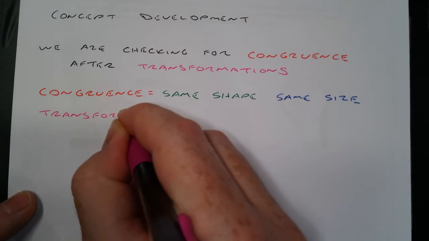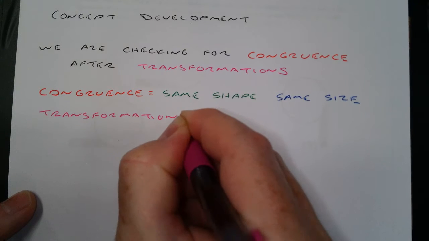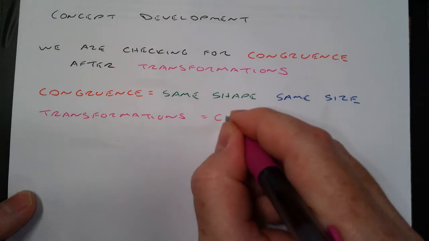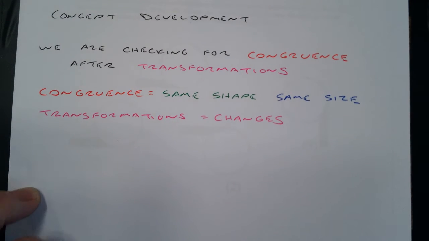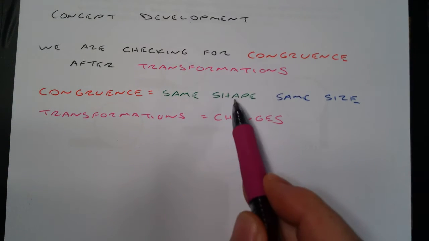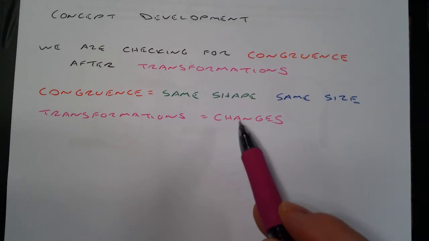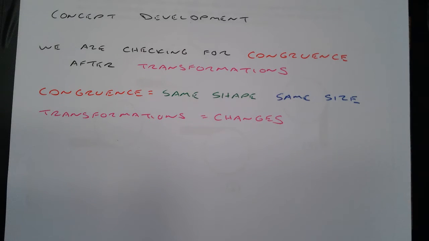And a transformation is a fancy word for changes. So what we were doing with the transparency is we were checking to make sure the size and the shape stayed the same after we changed some things. More specifically, after we changed the location. Were the size and the shape the same after the changes? So that is what we were checking.